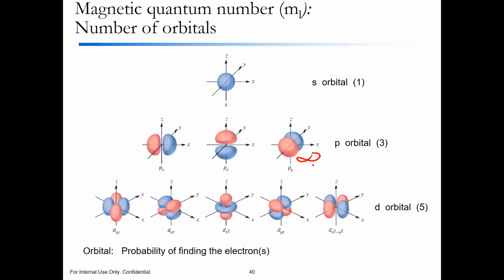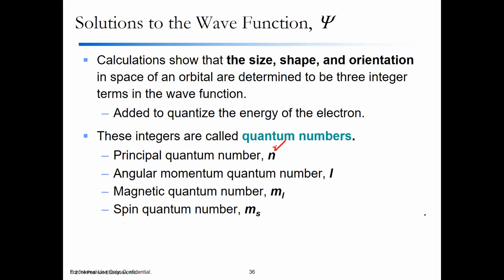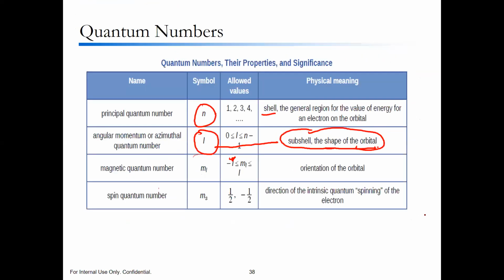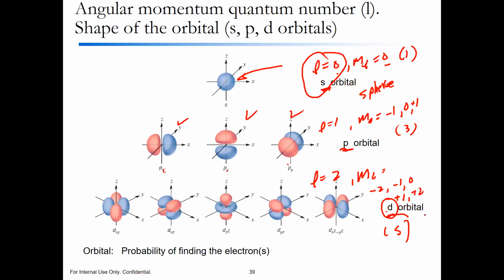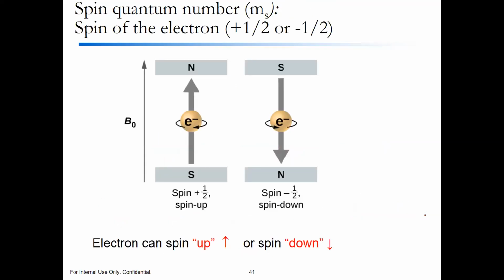P orbital has a propeller shape. How many p orbitals are there? 3. D orbital, I don't know how to explain these shapes, but how many d orbitals are there? 5. So just doing this mathematics, they don't know if it's right or wrong. They have to start from somewhere and come up with this model. We get this idea of electrons being in this s orbital, p orbital, d orbitals. How many s orbitals are there? 1. How many p orbitals? 3. D orbitals? 5.